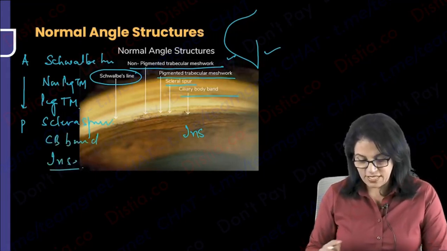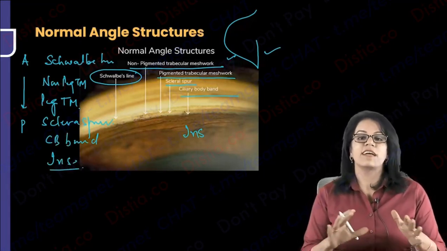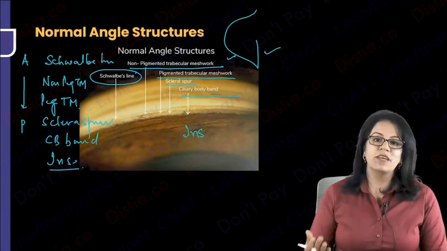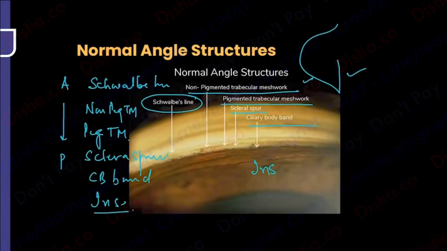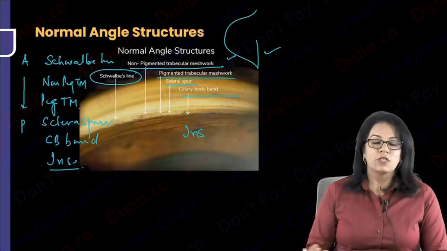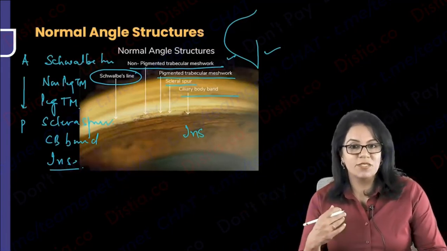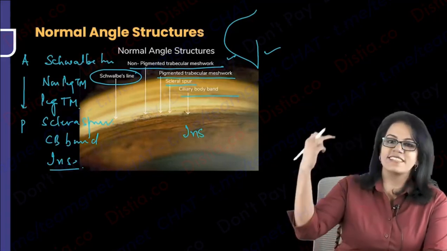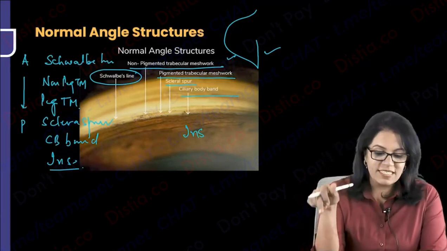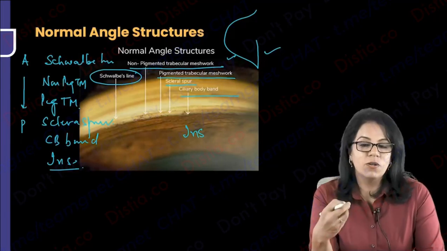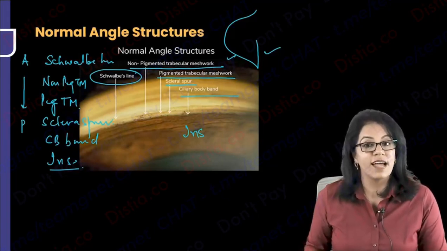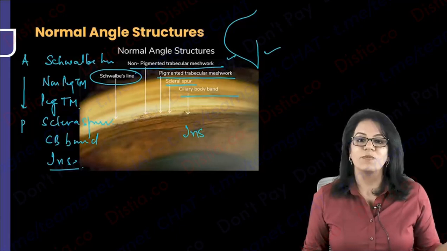So these are the structures I am going to see. If I can see all these structures, the angle is open. But suppose we cannot see post-trabecular meshwork. So if after pigmented I am not able to see scleral spur, ciliary body band, these structures are not visible. If the post-trabecular structures are not visible in more than 180 degrees, the angle is all 360 degrees, I hope you are clear, then these are called occludable angles. Means there is a risk that this is going to occlude and this patient is at high risk of angle closure glaucoma. Got it?